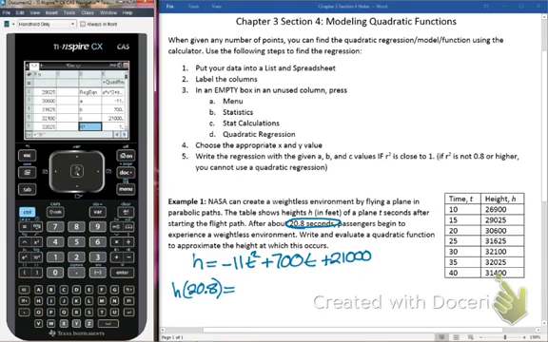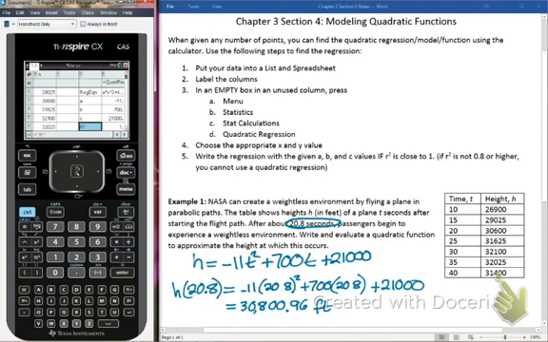You get negative 11 times 20.8 squared plus 700 times 20.8 plus 21,000. If you put all of that in your calculator exactly the way you see it, you get a number. That number is 30,800.96. We can't forget our units. It is in feet.